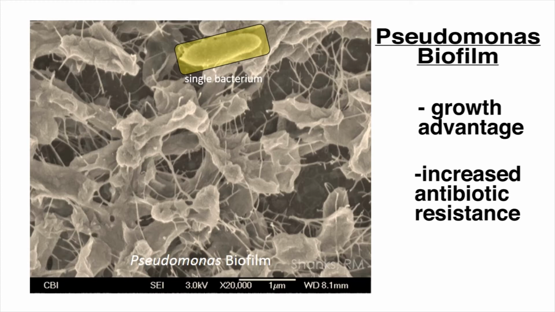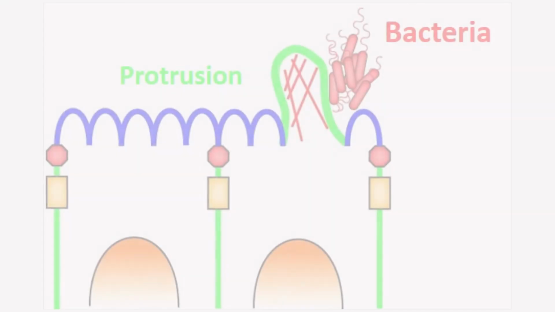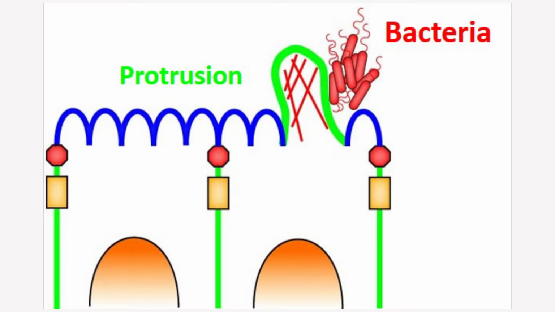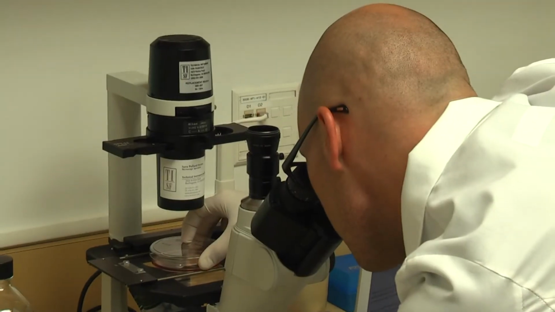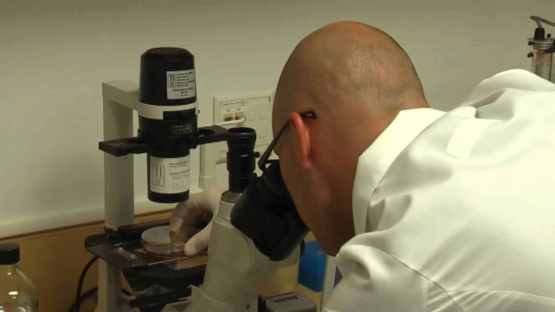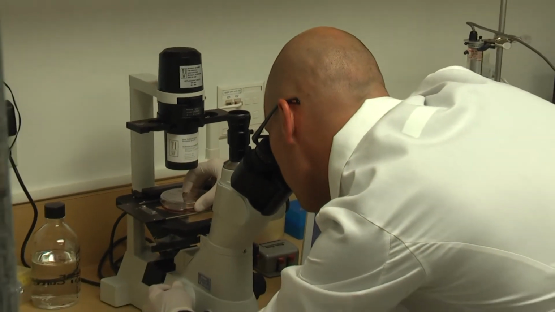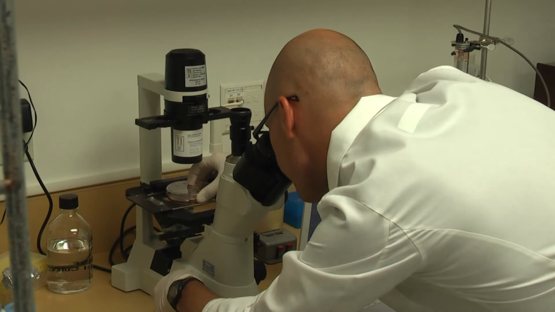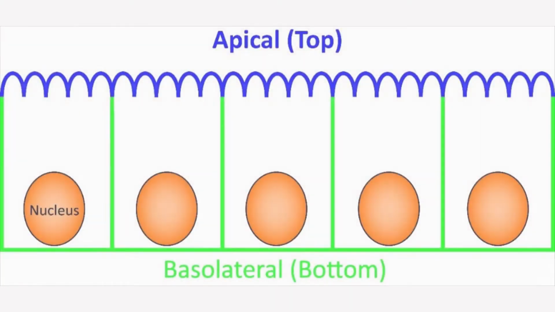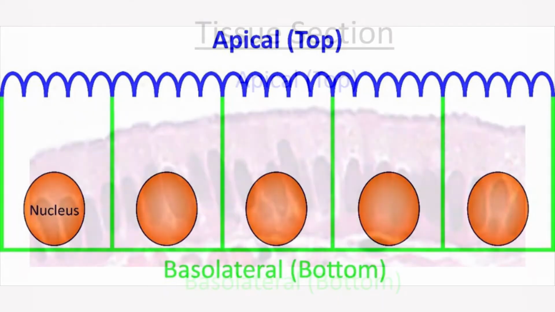Biofilm growth occurs on top of epithelial cells, so learning about how Pseudomonas and epithelial cells behave in this context is of great interest. To understand how Pseudomonas interacts with epithelial cells, it's important to know the basic architecture of this cell type. Epithelial cells have a segregated or polarized structure, with the outside-facing top of the cell being distinct from the interior-facing bottom of the cell.